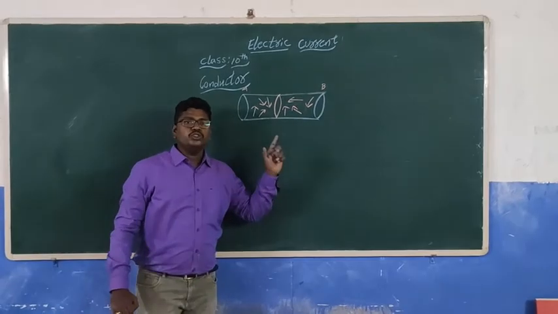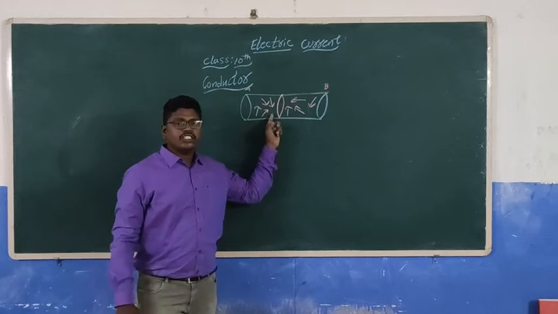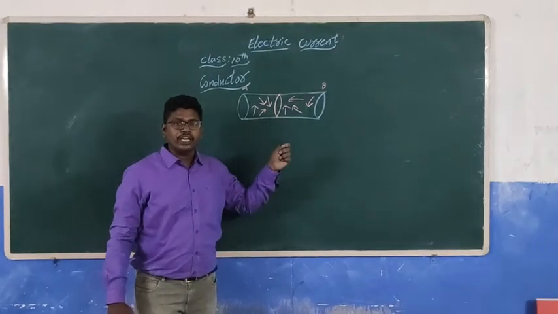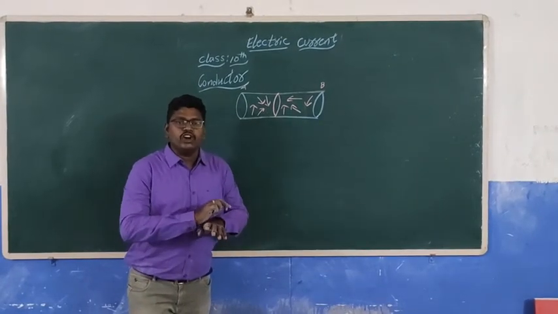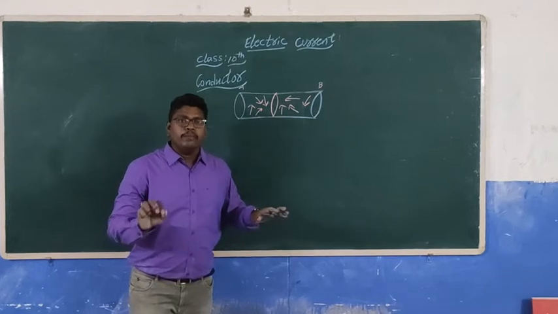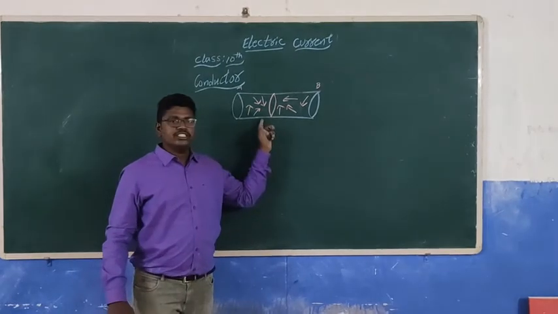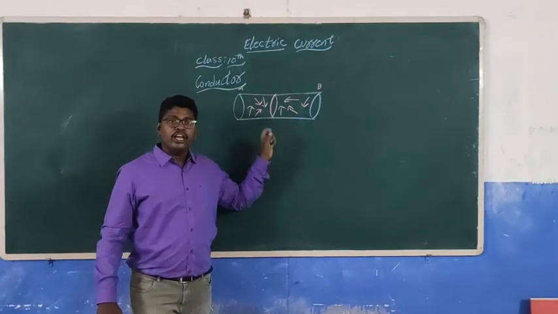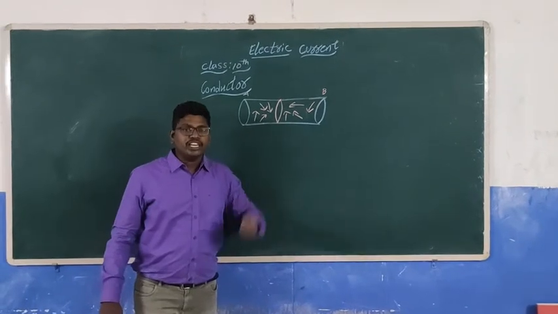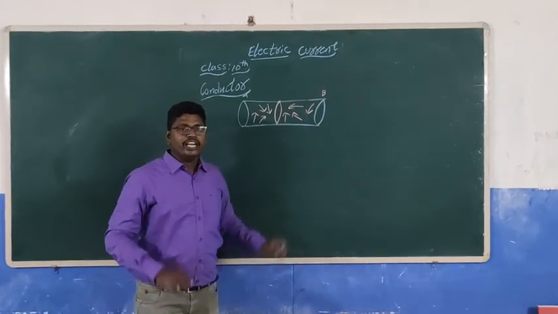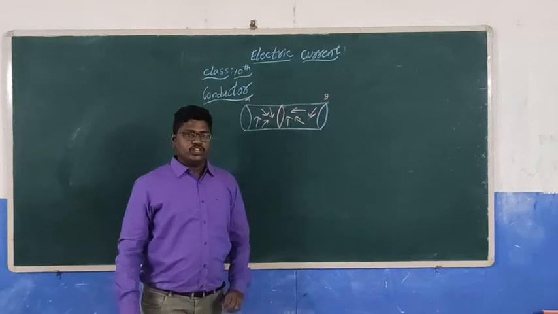And here you should understand one thing. How do the charges move here? Randomly. It means the charges are not moving in a particular direction. The charges all move in random, different directions. And here the net charge is 0.